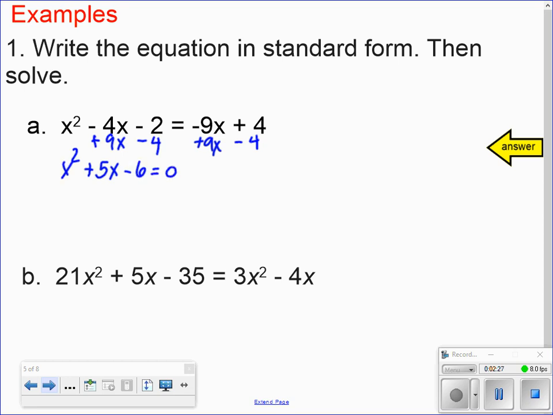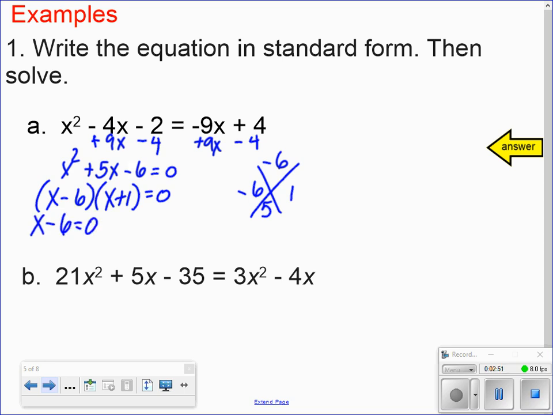I could factor this one using product sum. We're looking for the product of -6 and the sum of +5. I know that 2 numbers that multiply to give me -6 that also add to give me 5 are -1 and 6. And so my 2 factors are x minus 6 and x plus 1. Now, when I go to solve this one, I set each of those factors equal to 0. So x minus 6 is equal to 0. x plus 1 is equal to 0.